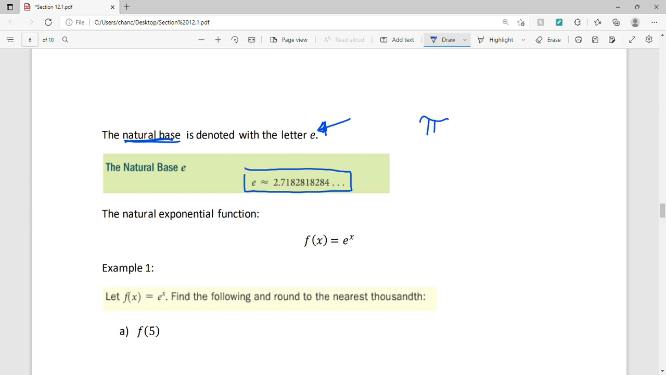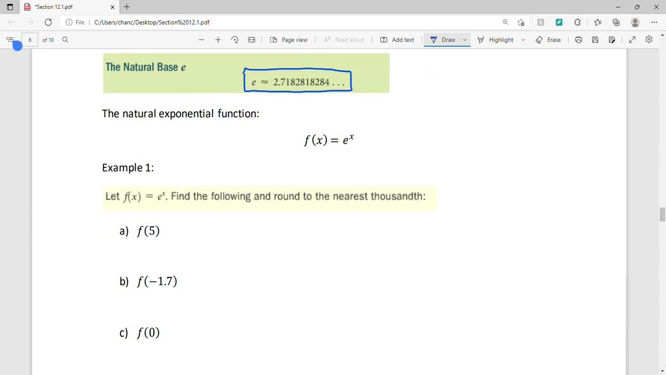And here is an approximation of e. e is approximately 2.71828, and so on. It does go on forever. It does not repeat, and it does not terminate. The natural exponential function, we'll define that as f of x equals e to the x.